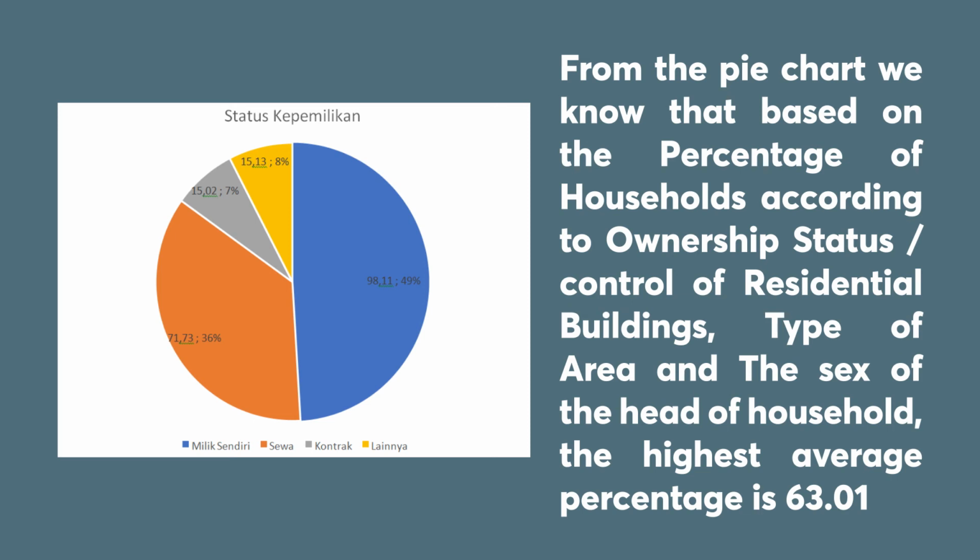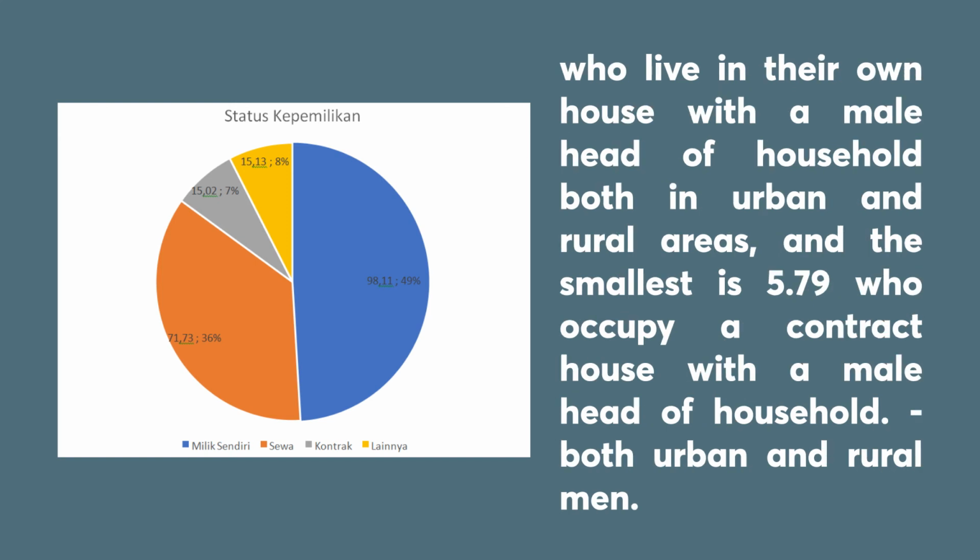The highest average percentage is 60.01, who live in their own house with a male head of household, both in urban and rural areas. And the smallest is 5.79, who occupy a contract house with a male head of household, both urban and rural.